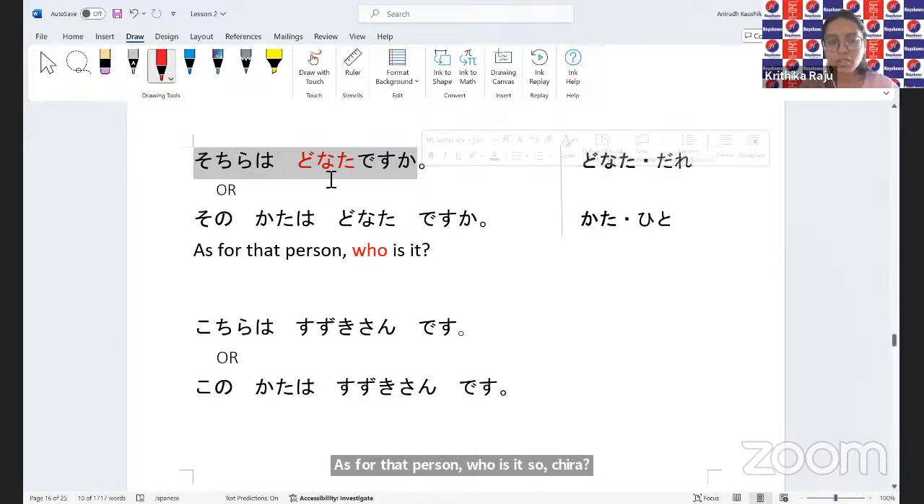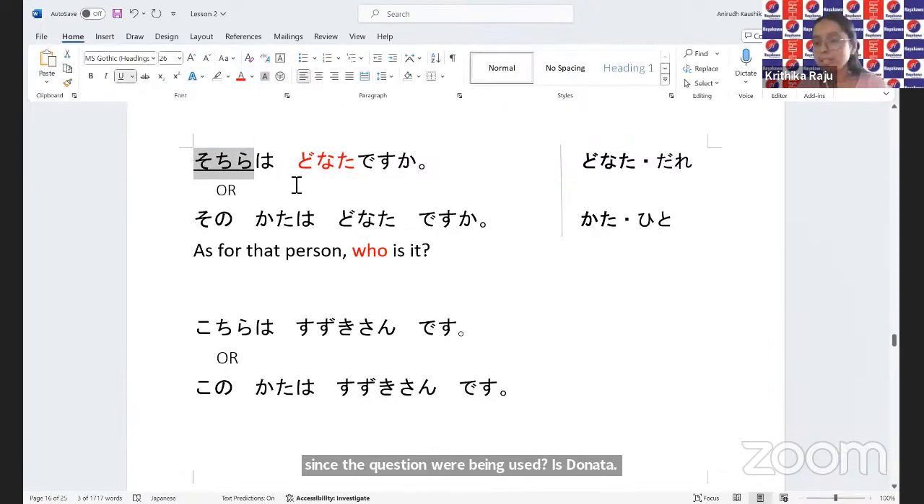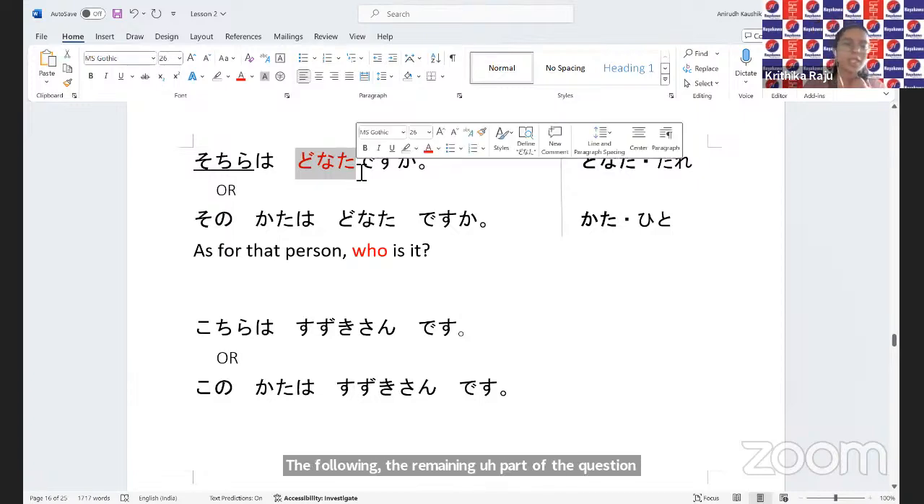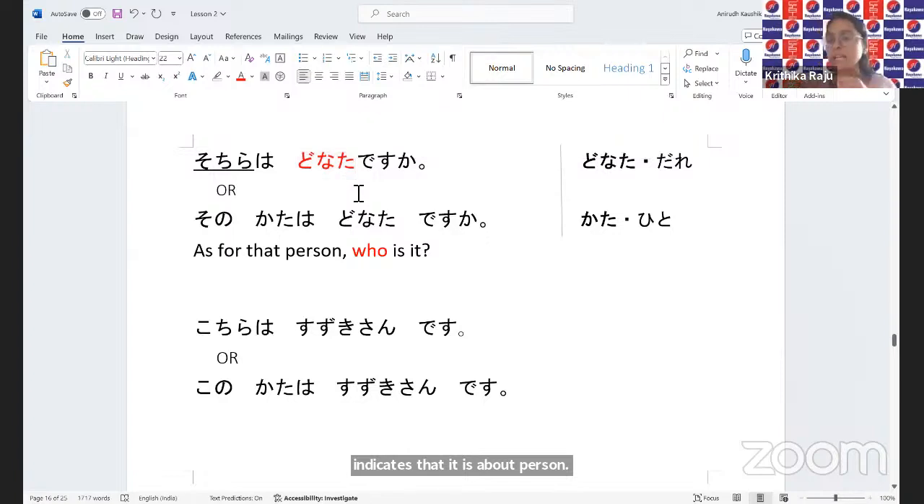Sochira in this case, since the question word being used is donata, refers to person. It doesn't refer to place. It doesn't refer to any direction. That is what I meant by context. In this context, sochira translates to that person, because the remaining part of the question indicates that it is about person. So the speaker is looking at somebody standing next to the listener, pointing at them and saying, Sochira wa donata desu ka? Please tell me who is that person.